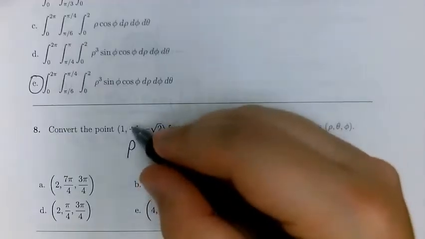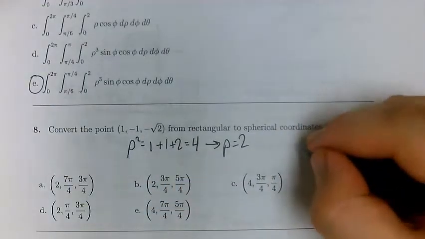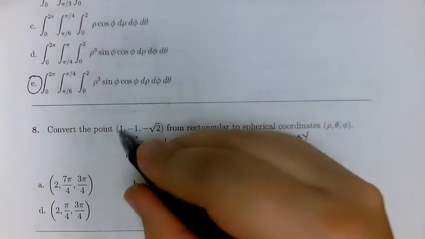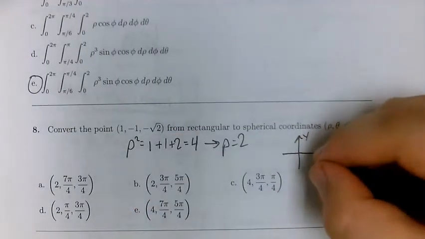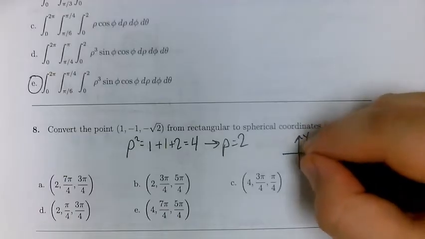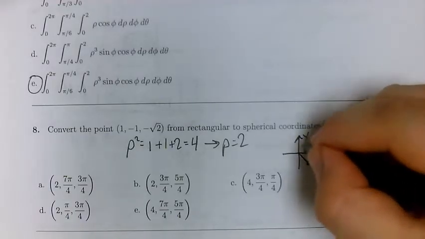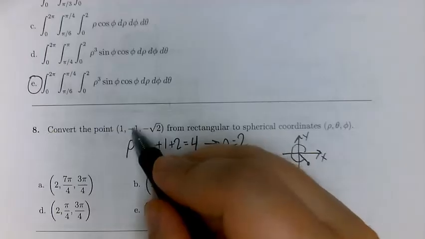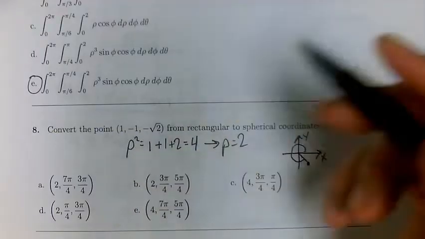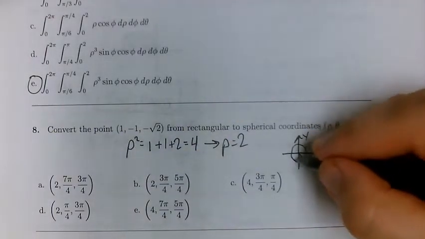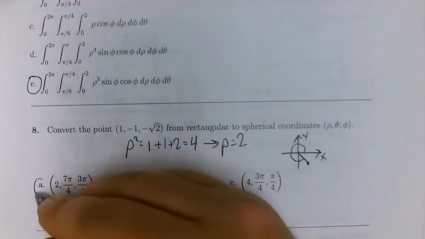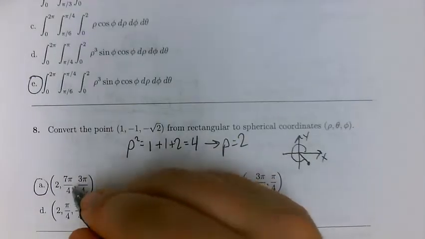All right, next let's focus on theta here. So if we look at the xy plane, and we have an x value of 1 and a y value of negative 1, we're going to be right here. And this is going to be all the way in the fourth quadrant here. So we could also do arctan of this and then add pi to get this. But we can see that the only angle in here that's in the fourth quadrant that we have left is this one. So 7 pi over 4.